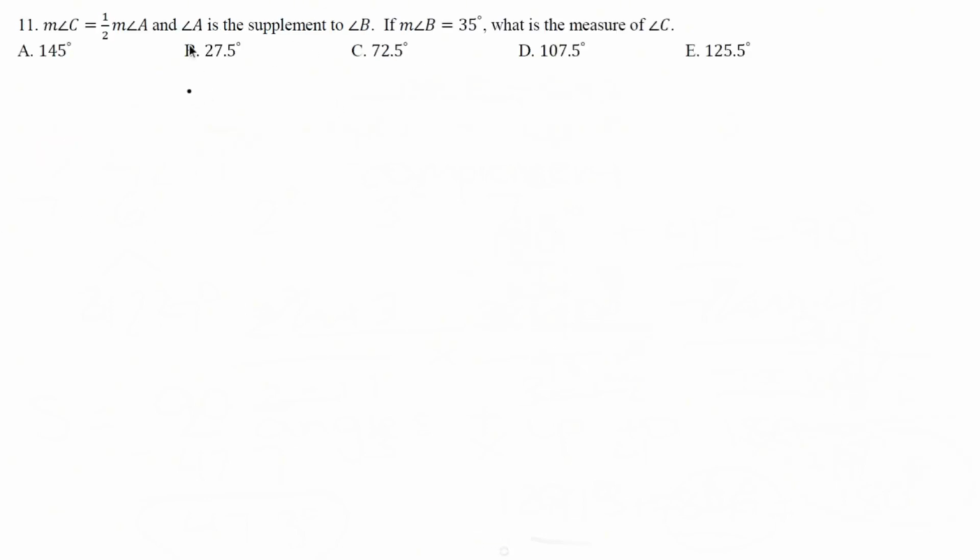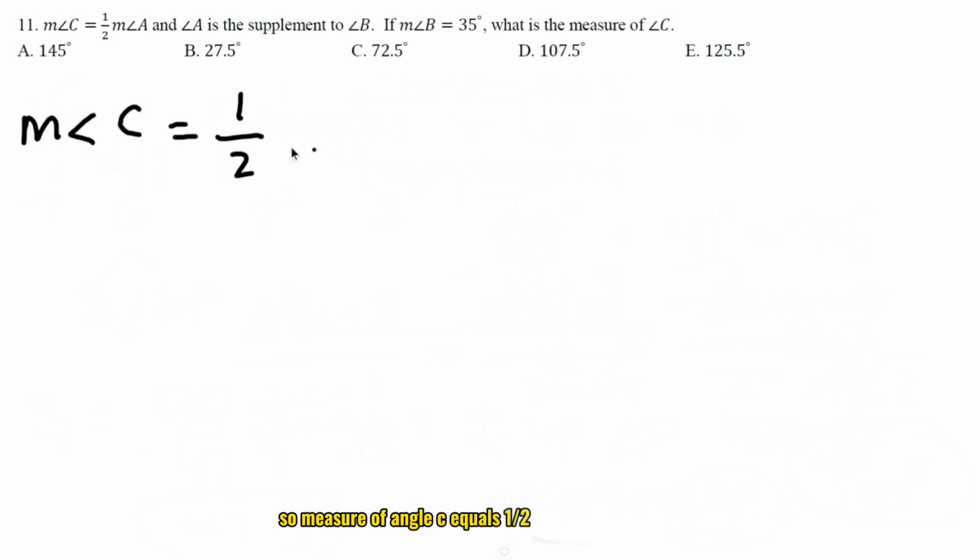Next, the measure of angle C equals 1/2 the measure of angle A, and angle A is supplement to angle B. If the measure of angle B equals 35, what is the measure of angle C? Alright, so let's write this out as full equations. The measure of angle C equals 1/2 of the measure of angle A.